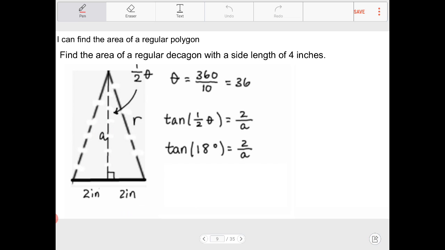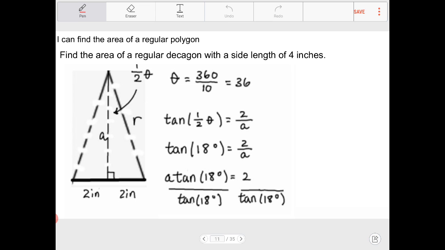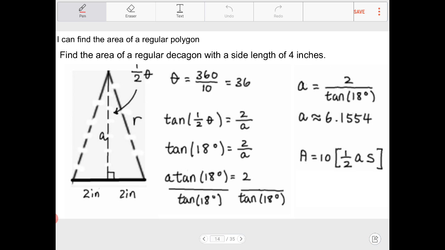So tangent of 18 degrees is equal to 2 over A. A is equal to 2 over tangent of 18, or A is approximately equal to 6.1554. Now that I have what A is, I can easily find the area of that isosceles triangle by taking the height, multiplying it by 4, and dividing by 2. Then I need to multiply by 10 to get the area of the entire decagon. That comes out to approximately 123 inches squared.